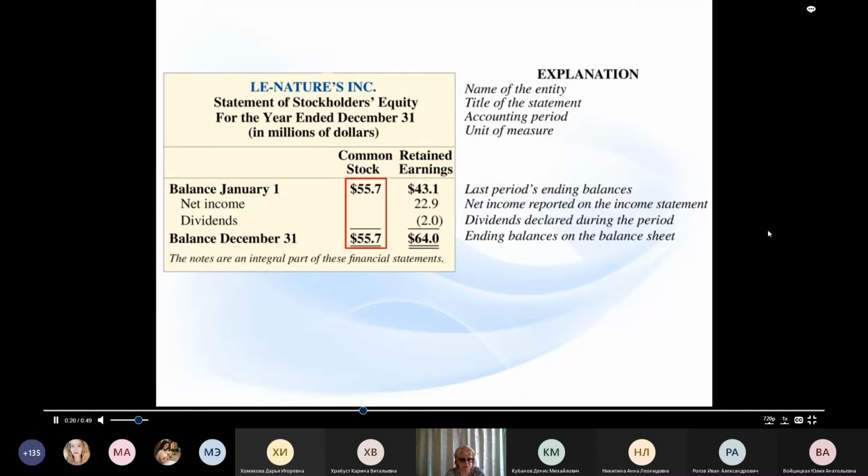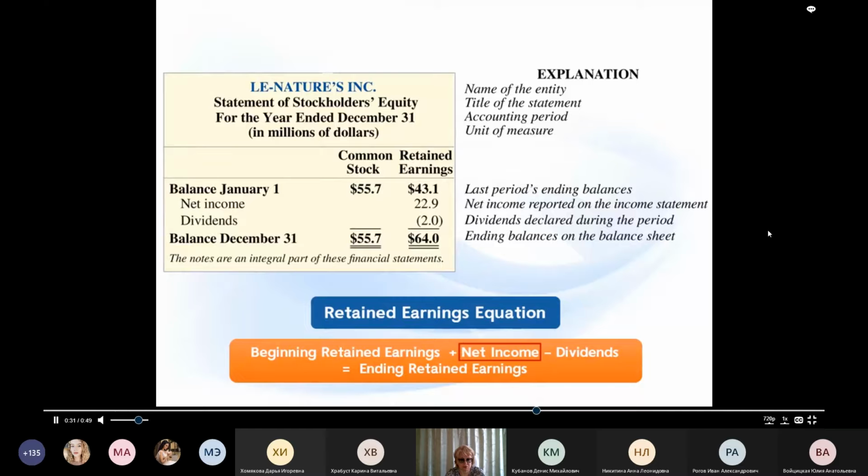This company had no changes in common stock during the period. Had it issued or repurchased common stock during the year, those transactions would be reported here. Recall, too, that retained earnings represents the amount of earnings or profits that were invested in the business, and thus not distributed to stockholders in the form of dividends.